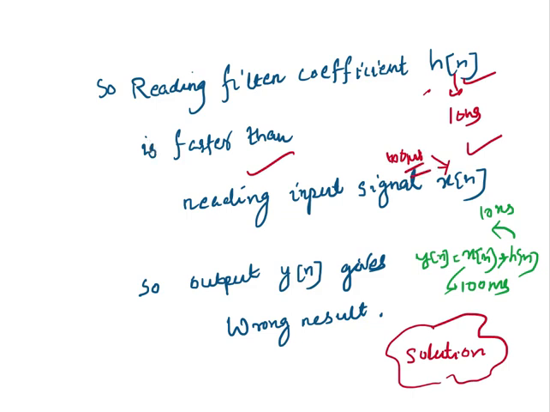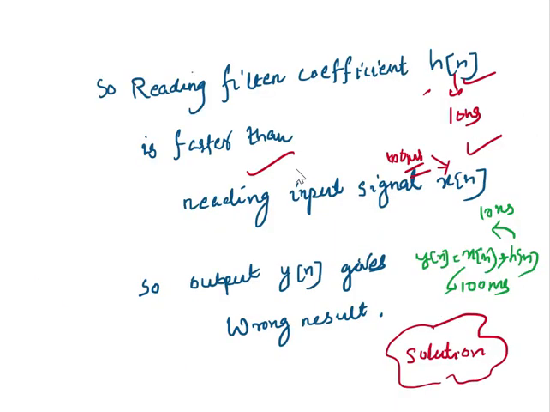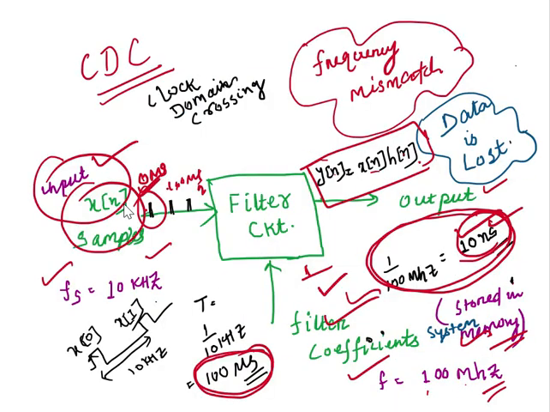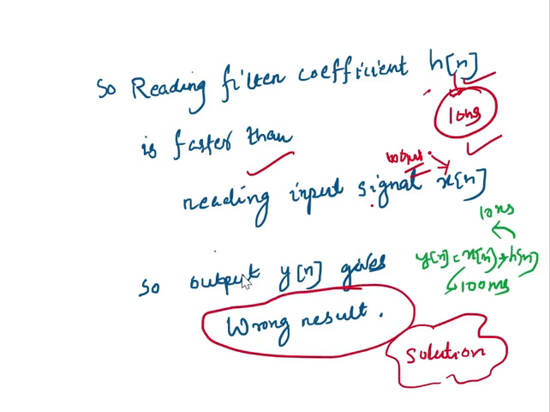And then the output is y[n] equal to x[n] into h[n]. That means we are multiplying the first sample with the first filter coefficient. But what is happening here, because there is a frequency mismatch, because one signal is coming at 10 nanosecond and one signal we are getting at 100 microsecond, so there is a frequency mismatch. So we are getting the wrong result at the output because of this frequency mismatch. Okay. So what is the solution for this one?